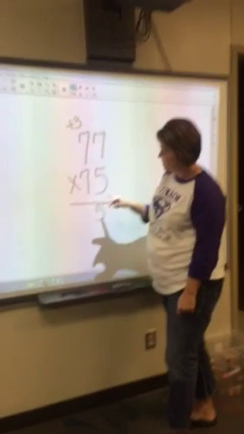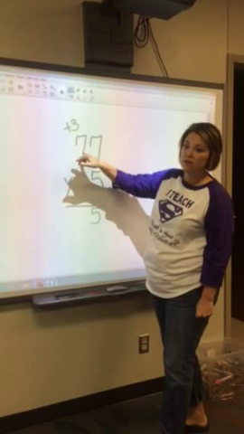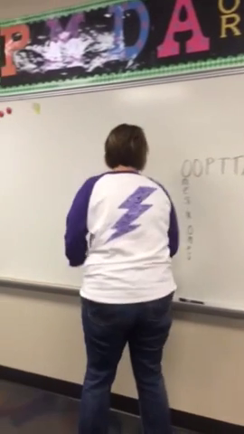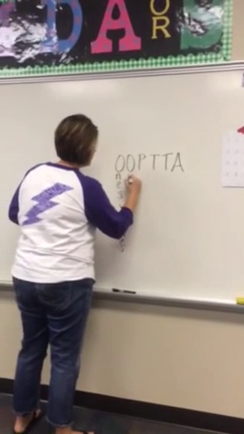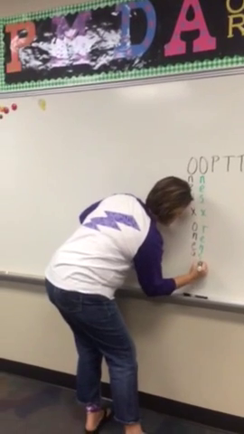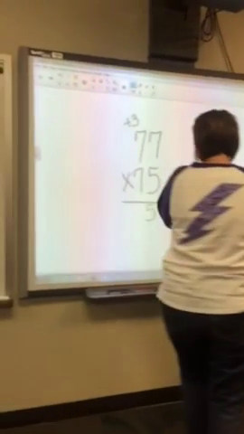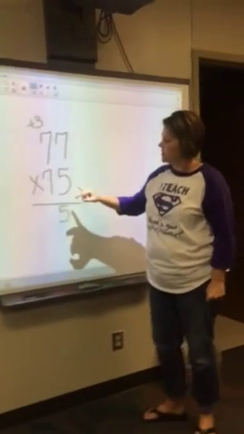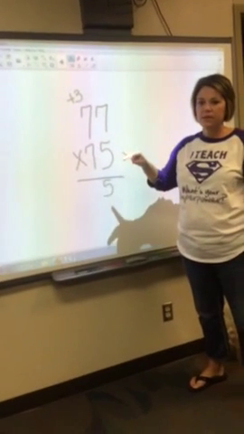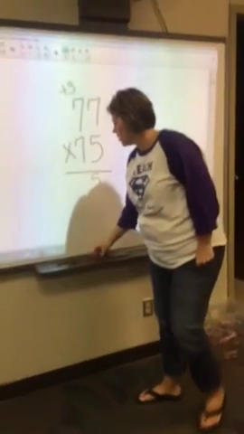The next step is that we want to multiply the ones times the tens. So that's what the next O stands for. It stands for ones times tens. Okay, let's go ahead and multiply that. When I multiply the ones times the tens, what problem am I multiplying here? 5 times 7. 5 times 7 is? 35. Plus 3 is? 38.